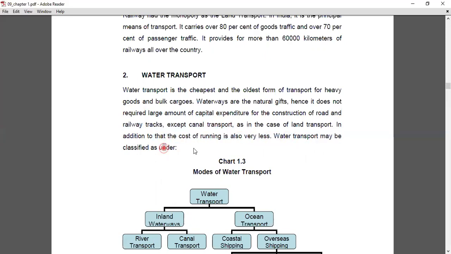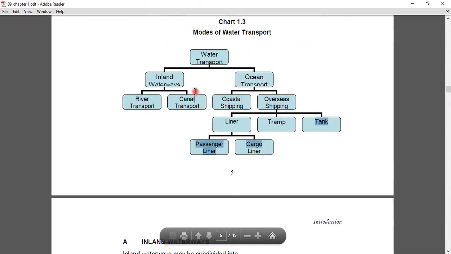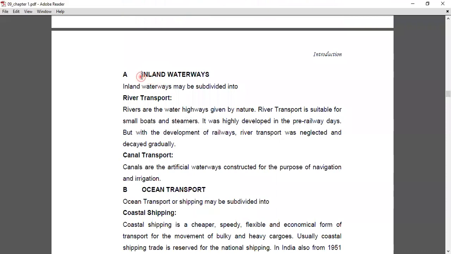Water transport may be classified into inland waterways and ocean waterways: river, canal, coastal, overseas shipping, liner, passenger liner, cargo liner, tramp, tanker, etc. The first one is inland waterways, which may be subdivided into river transport. Rivers are water highways given by nature. River transport is suitable for small boats and steamers. It was highly developed in the pre-railway days, but with the development of the railway, river transport was neglected and decayed gradually.